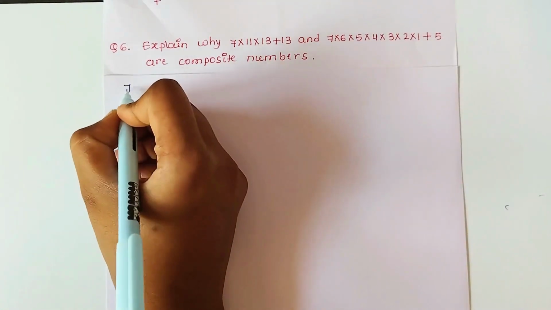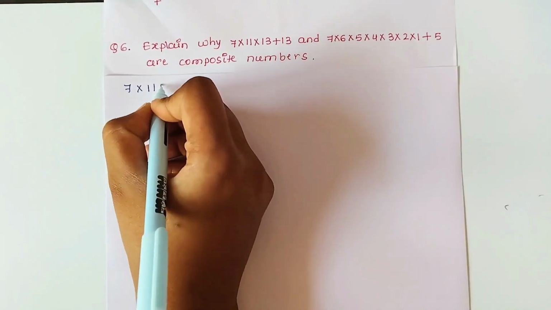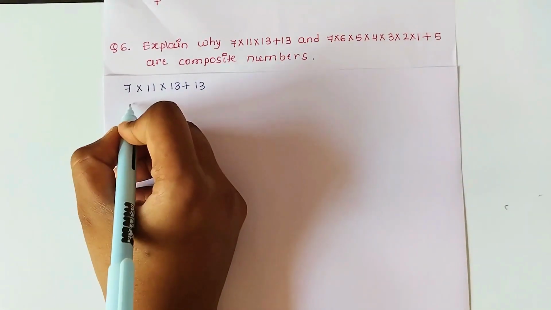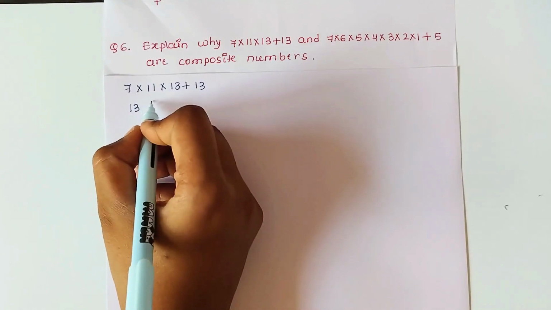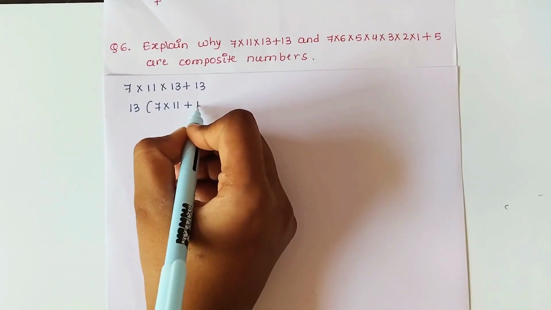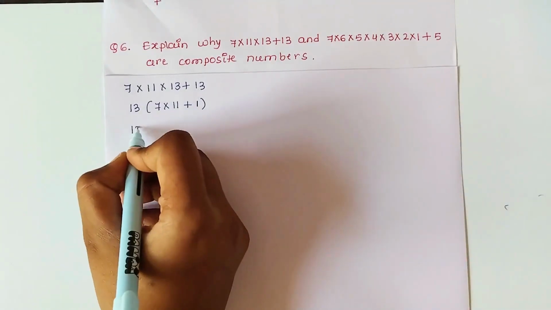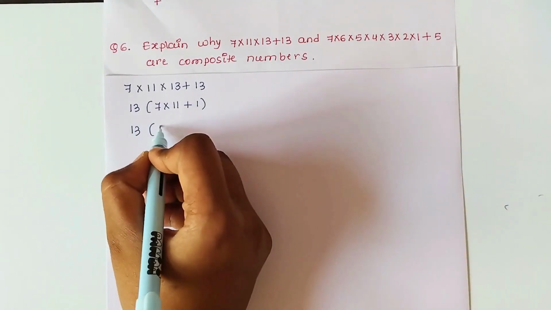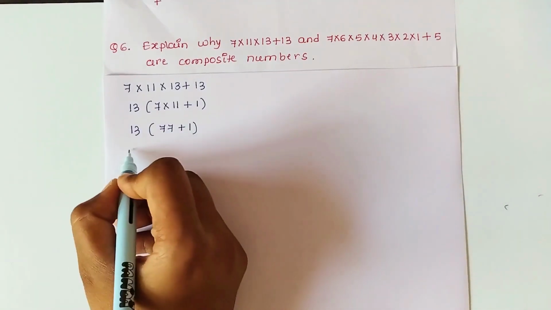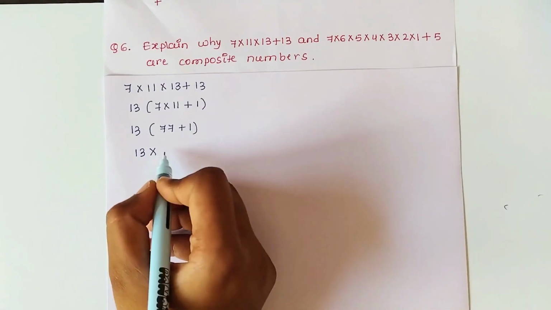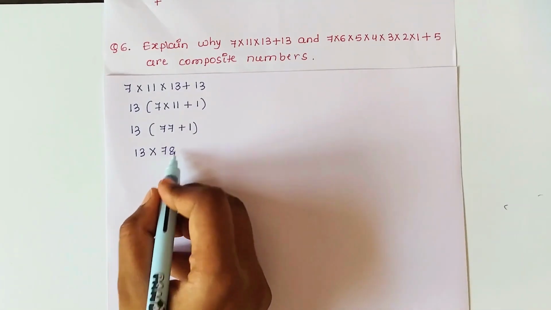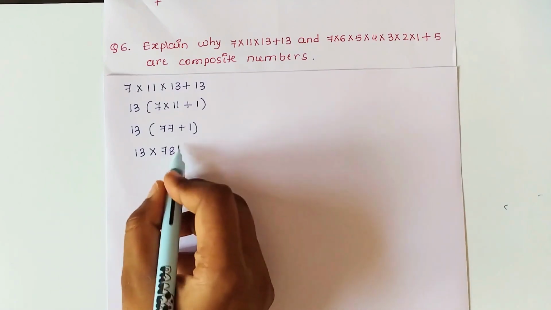Okay, so the first number is 7 into 11 into 13 plus 30. So 13 is common. Take down 13. 7 into 11 plus 1. In the bracket it is 7 into 11, that is 77, plus 1. 13 into 77 plus 1 is 78. Again, get the factors for 78.